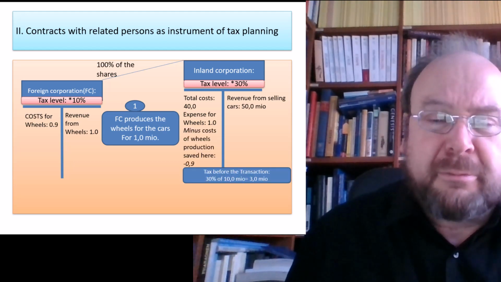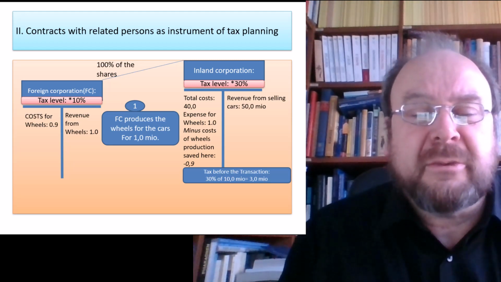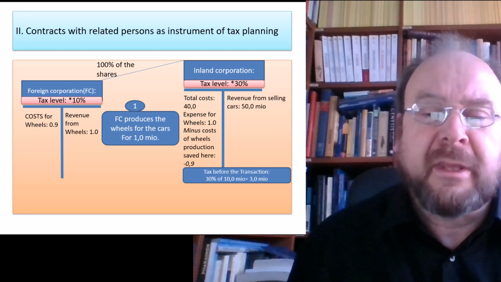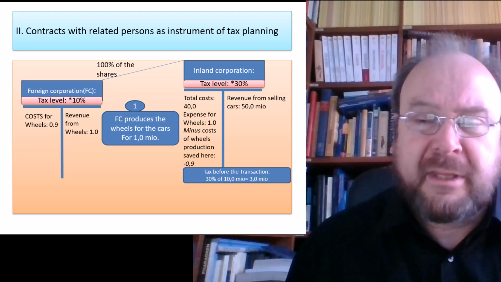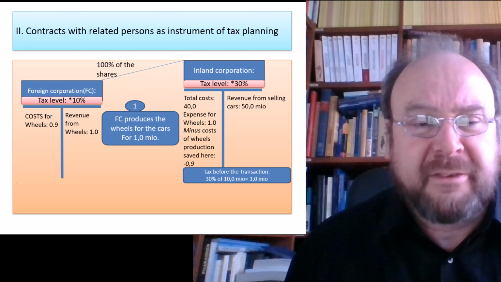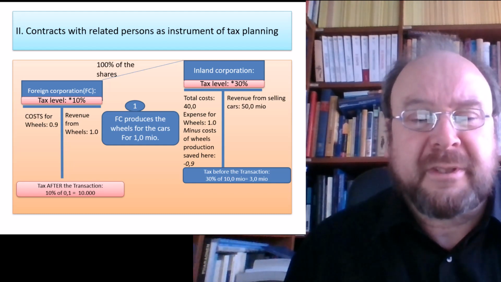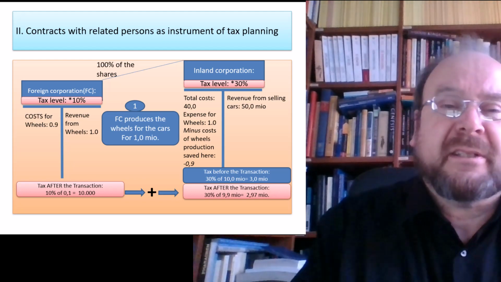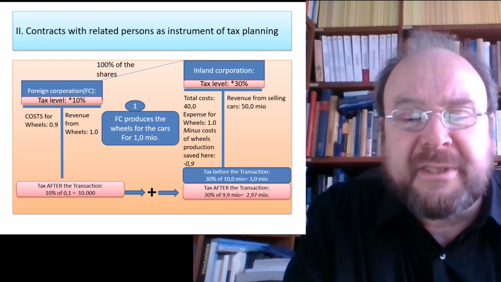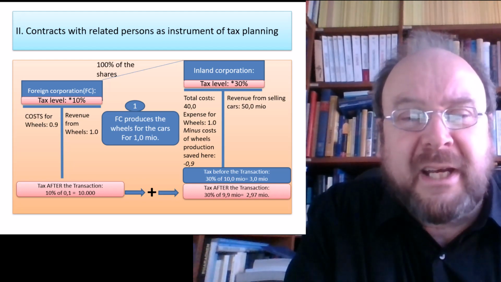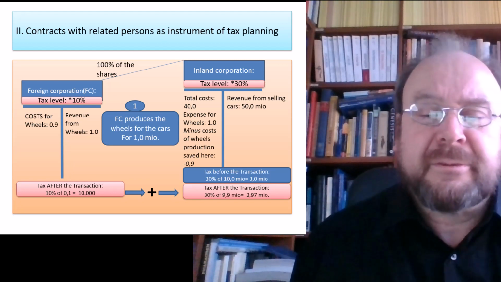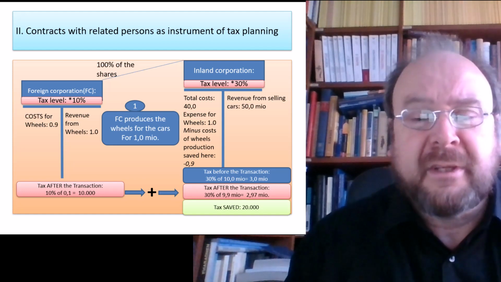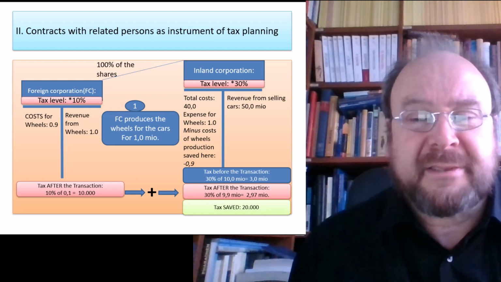And now if you compare the situation, originally you had 10 million profit, 50 minus 40, 3 million taxes. Now after the transaction, there is a tax in the foreign country of 10,000, and the tax in your inland drops down to 30% of 9.9 million, so to 297, and overall you save 20,000 euro as taxes.